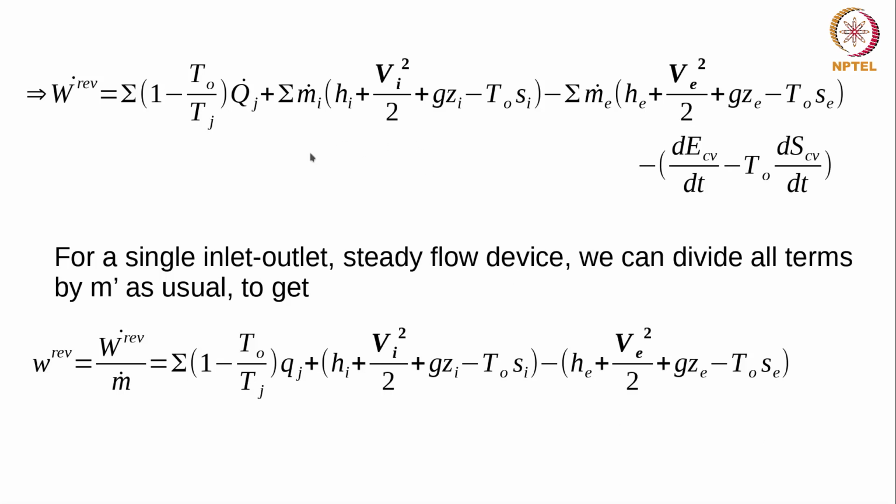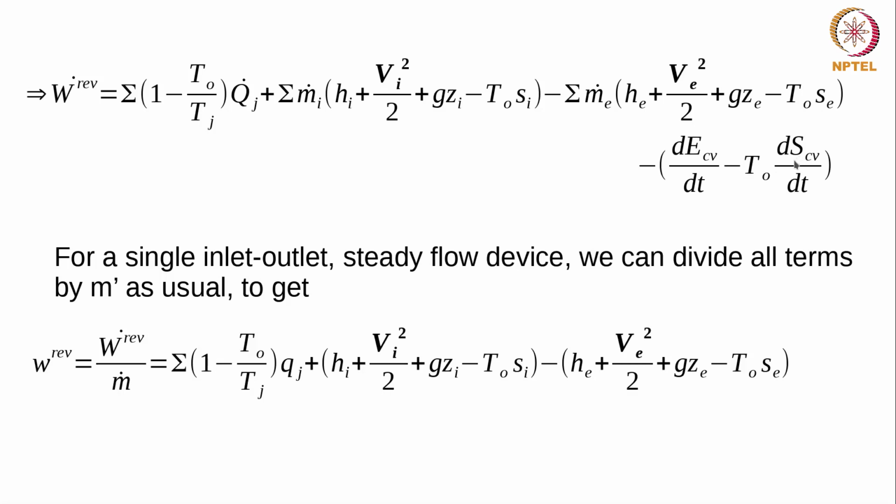We can club together all the heat terms. So we can write this as 1 minus T naught by Tj into Q dot J plus sigma of Mi dot into whatever is the enthalpy which is being brought minus T naught into Si minus sigma of M dot E into whatever is the energy being brought in minus T naught Se, which is the entropy contribution, minus dE by dt for the control volume minus T naught into ds by dt for the control volume. So we can also write it in this form.